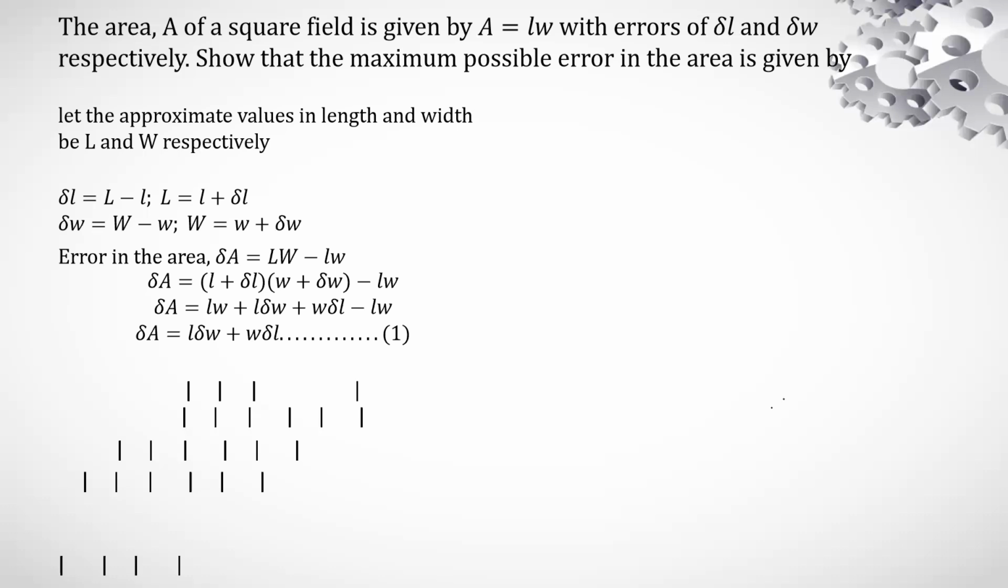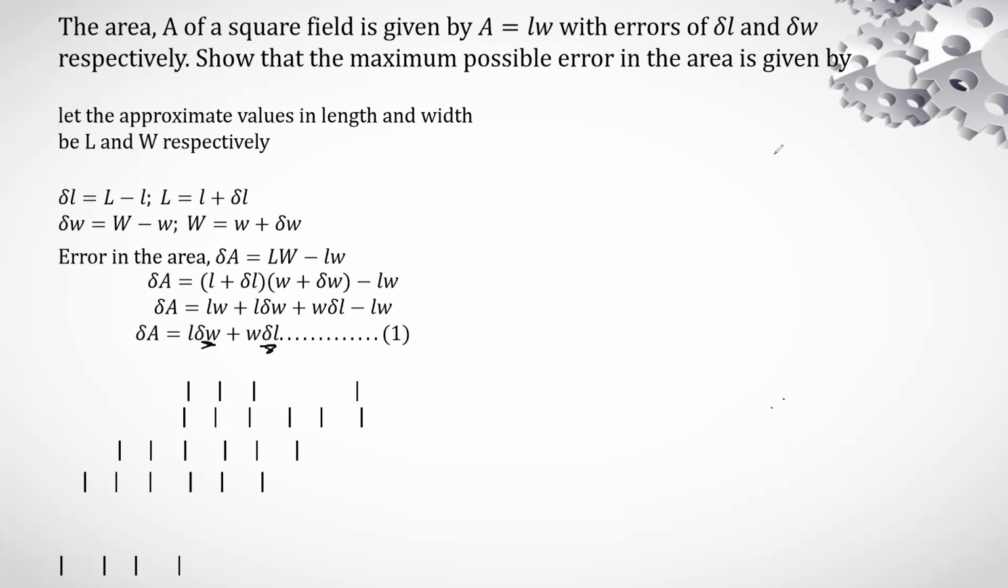So at this point you can see that the error made when you determine the area of the field depends on the error you make when you're determining the width and the error you make as you're determining the length. You can see it's in the expression. So the magnitude of the error you make in determining the length and the width determines the magnitude of the error that is in the area.